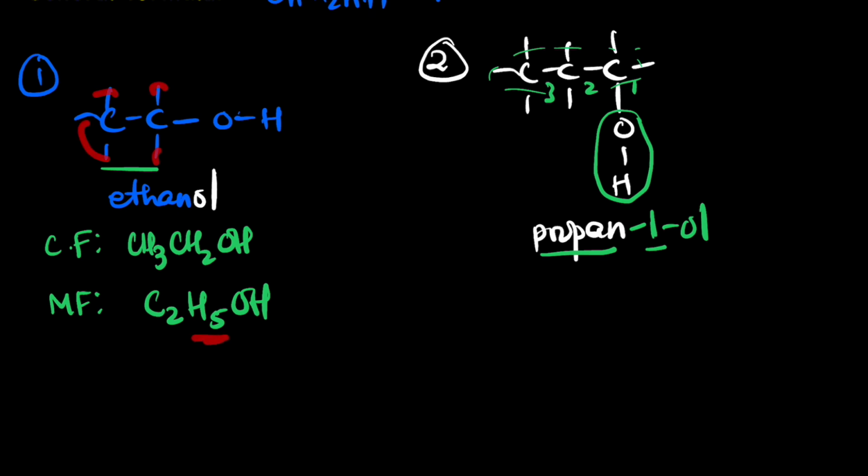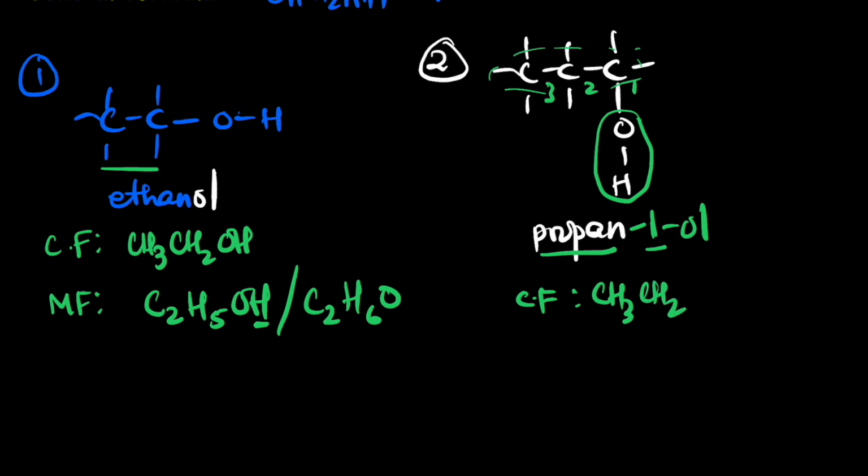5 hydrogens and 2 carbons and the OH. Or you can say 2 carbons, 6 hydrogens, which is including that one, and the O. It's the same. And then here, the condensed formula for this one is going to be CH3, I hope you're following, CH2, and then CH2 and OH.